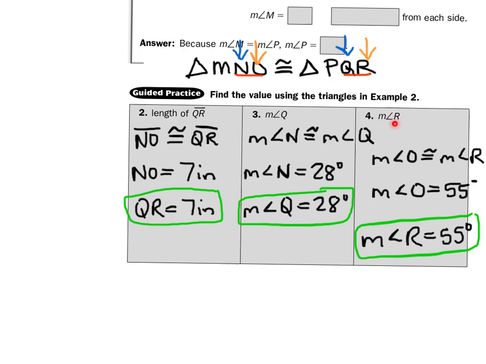And if they want me to find R, look at this. R is the last letter, so I know it matches up with the O. So if I'm trying to find R, I just look at what angle O is. Well, angle O is 55 degrees, so angle R has to be 55 degrees.